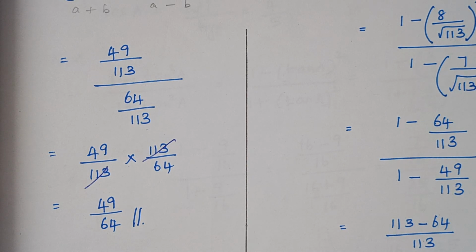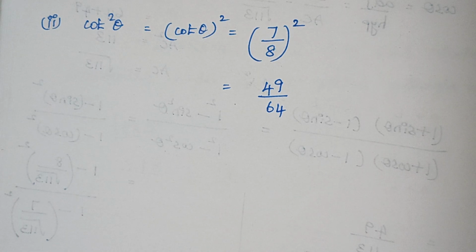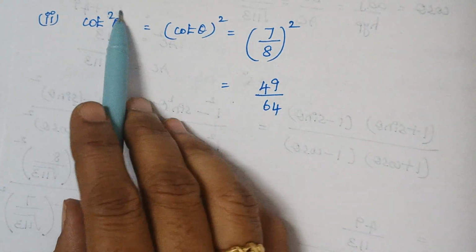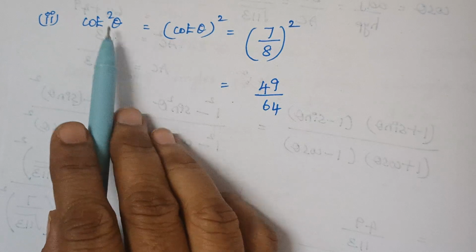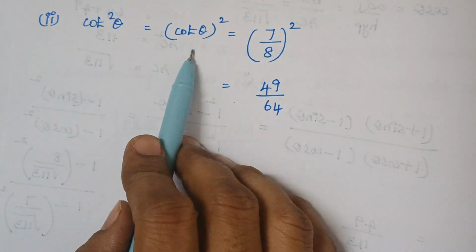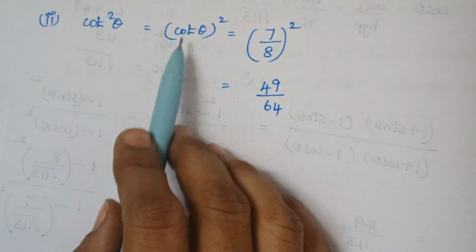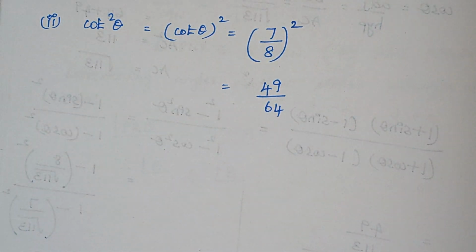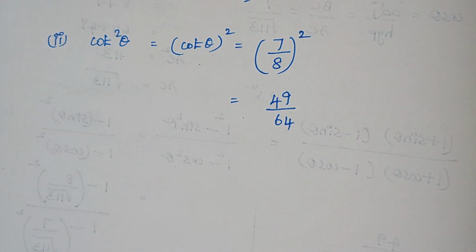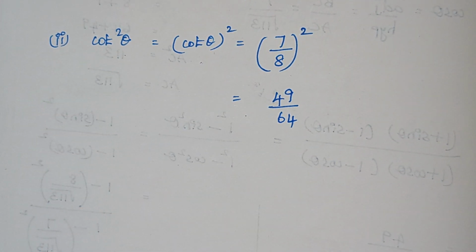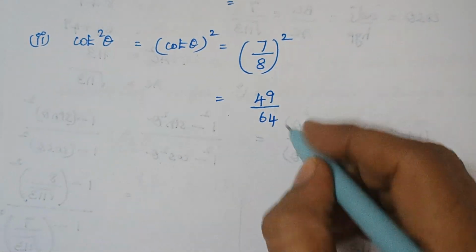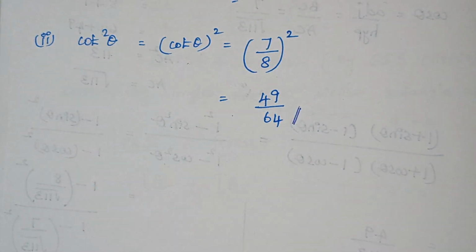Now we will find the second option. The second thing is finding the value of cot square theta. We can write this as cot theta the whole square, right? Cot theta is 7 by 8, which is directly given in the problem. So when you square, it becomes 49 by 64, right?